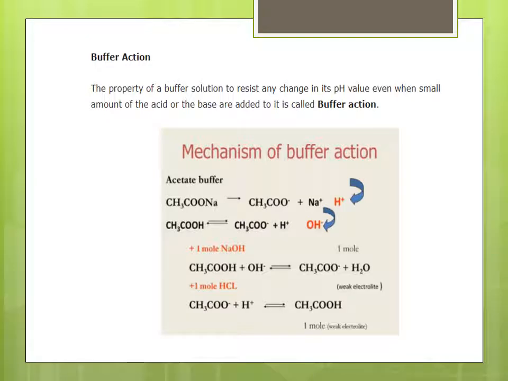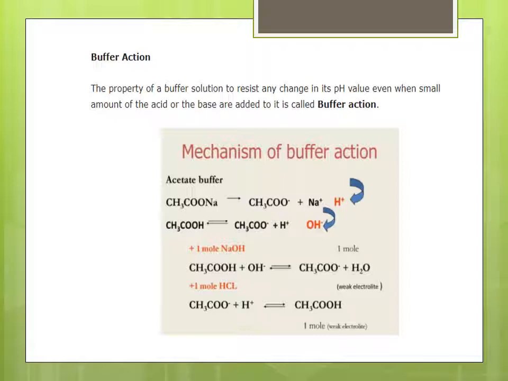Now what is the buffer action? The property of a buffer solution to resist any change in its pH value even when a small amount of acid or base is added to it is called buffer action. Here is the mechanism of buffer action.